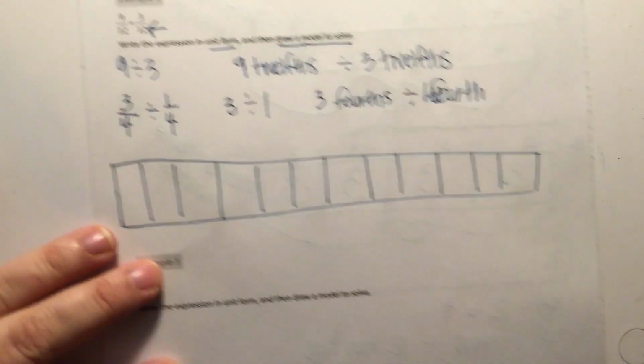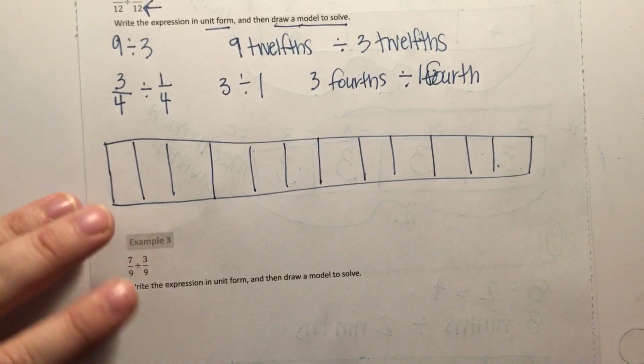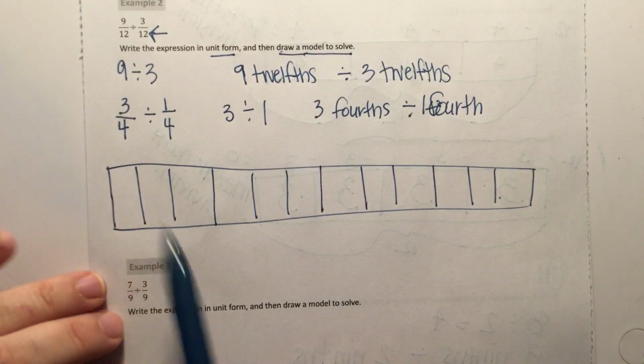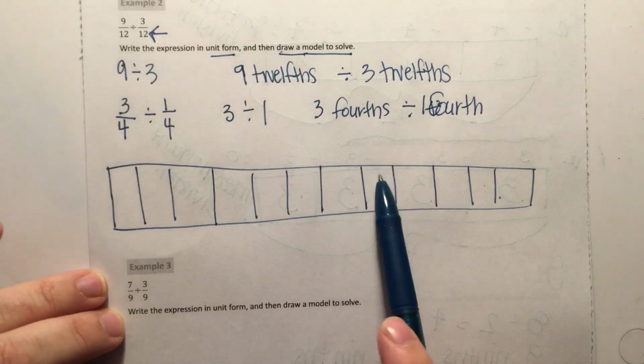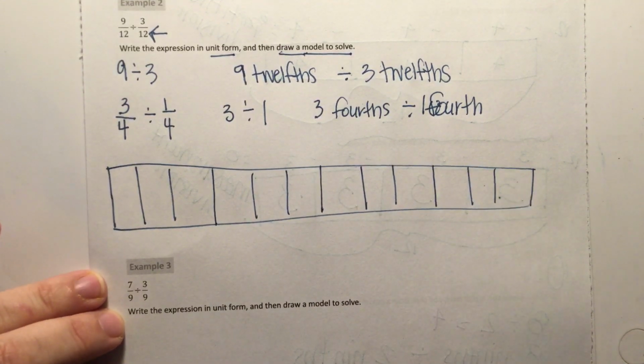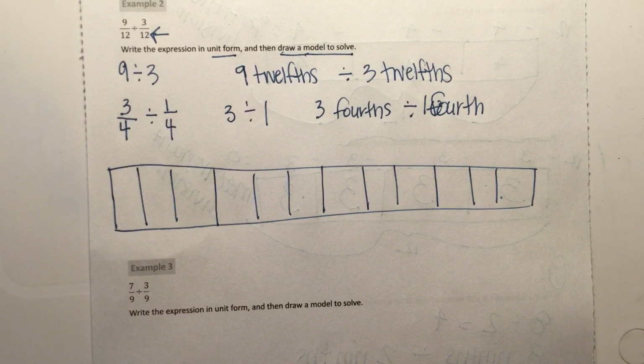Makes it a little bit more even. Yes, I know I should have used a ruler. We'll get over it, right? Okay. So we know there's 1, 2, 3, 4, 5, 6, 7, 8, 9, 10, 11, 12. Okay, awesome, perfect. Moving on.